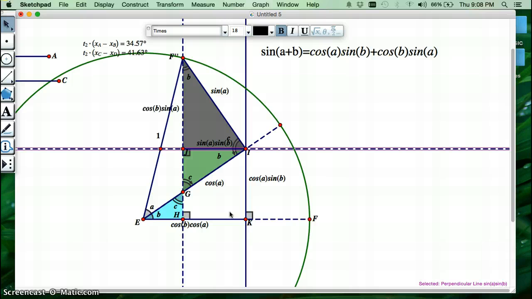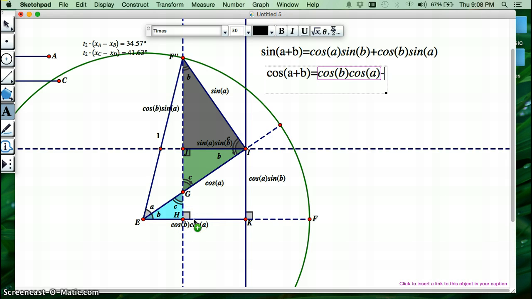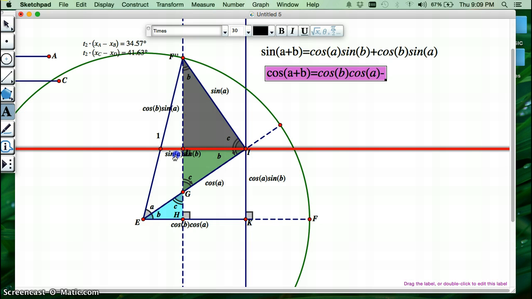So now we can say that the cosine of alpha plus beta is equal to the cosine beta times the cosine of alpha minus the sine of alpha times the sine of beta.